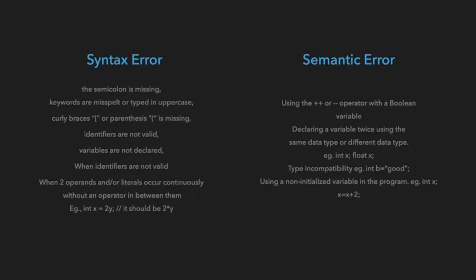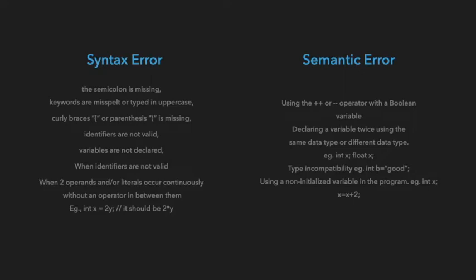And declaring a variable twice using a different data type. Something like int x and then float x, as you can see in the example. That's obviously not possible because x is the identifier of this variable, and a variable can only be of one data type, if you remember, in Java. So you can't have one variable with two data types or change the data type in the middle of the code. And then type incompatibility, obviously int b is equal to "good". So int is integer, "good" is a string. You can't store a string in an integer variable.